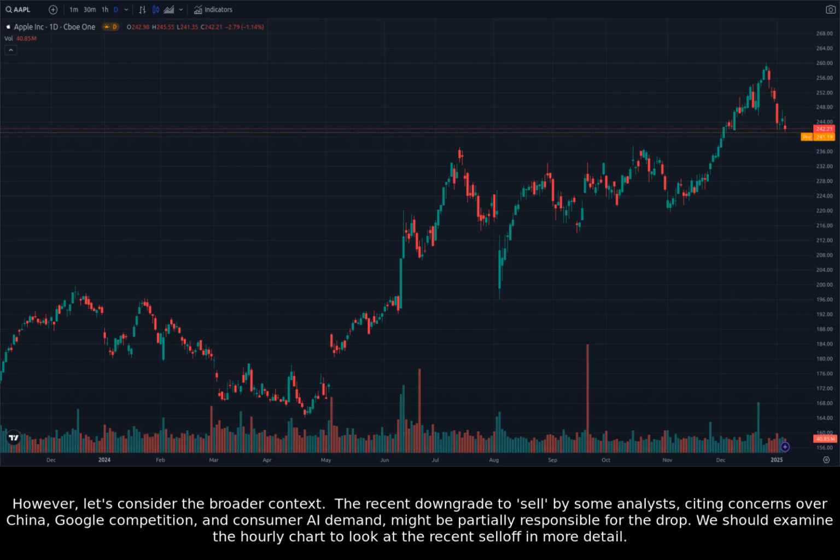However, let's consider the broader context. The recent downgrade to sell by some analysts, citing concerns over China, Google competition, and consumer AI demand, might be partially responsible for the drop. We should examine the hourly chart to look at the recent sell-off in more detail.